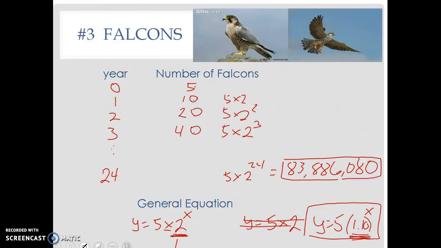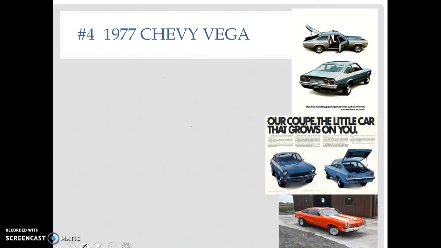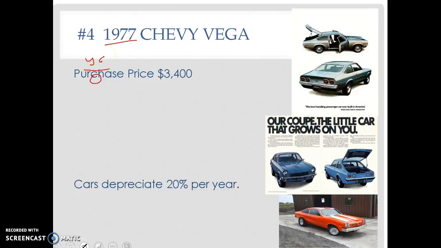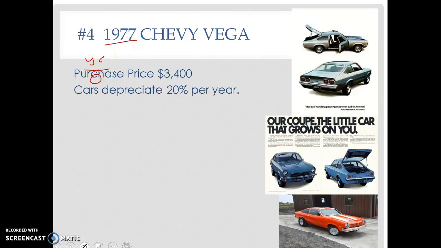And so this last example here is a Chevy Vega. And let's say you bought a 1977 Chevy Vega. This is year 0 for $3,400. And the car depreciates. That means it goes down in value by 20% every year. And we want to know the value of the car, let's say 20 years later. Well, it's going to look something like this.